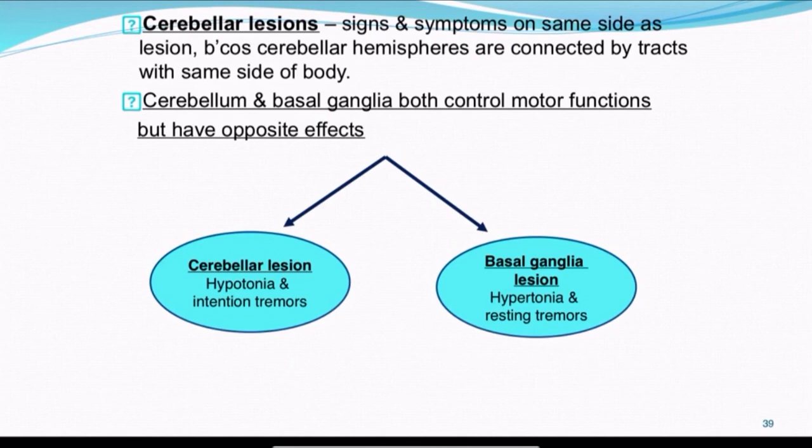Cerebellum and basal ganglia both control motor functions but have opposite effects. Because in a cerebellar lesion, there is reduced muscle tone, hypotonia, and intention tremors, whereas in basal ganglia lesion, there is resting tremors. Resting tremors means when the patient is sitting quietly also, there will be tremors of the hands. Not necessary he has to go and pick up an object. Even at rest, the patient will be presenting with resting tremors and increased muscle tone, which is known as hypertonia. So this is all about cerebellum.